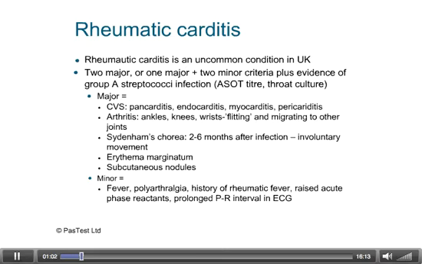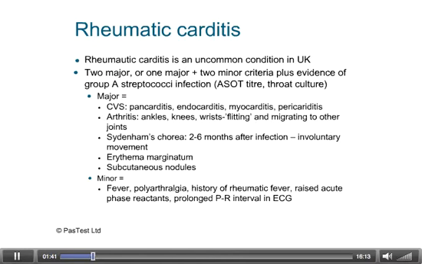Listed on the slide are the Duckett Jones criteria for its diagnosis. There has to be evidence of either previous infection and/or continuing ongoing infection with group A streptococcus. This can be with a raised ASOT titre, or the organism itself can have been directly cultured by means of a throat swab. As you can see, either 2 major or 1 major and 2 minor criteria plus previous evidence of infection or current evidence of infection is required.